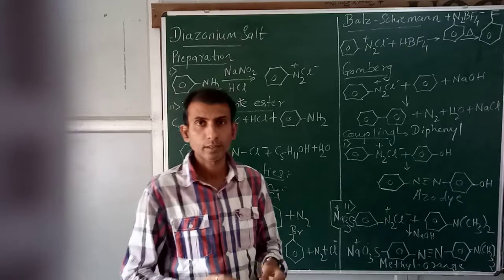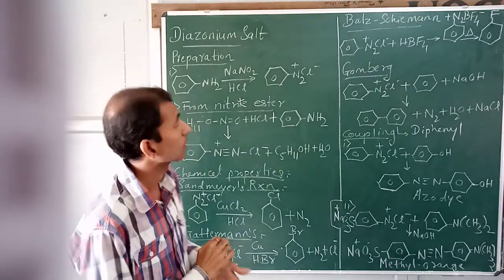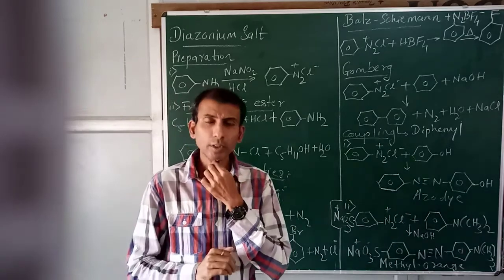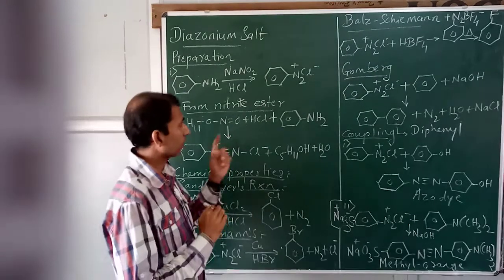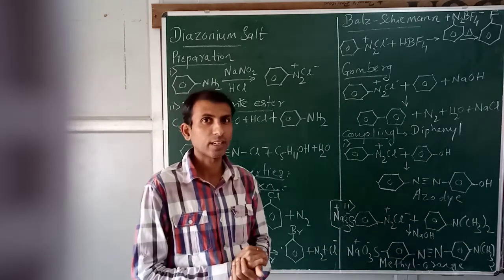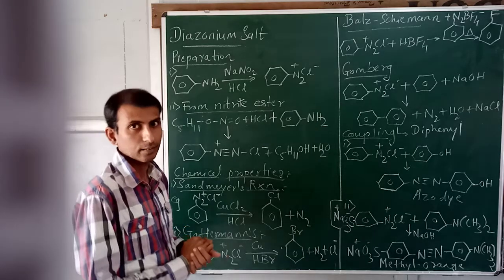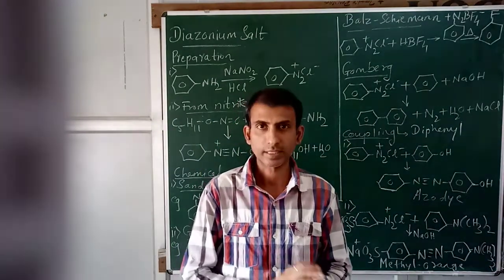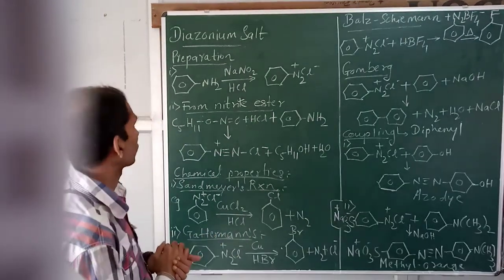So here today we have the last part of the chapter, compounds containing nitrogen. Last lecture we covered one very important compound of nitrogen, that is aniline. In the same way we have one more important compound of nitrogen, that is diazonium salt, DAS. So in my notes, wherever you find this short form, DAS will be diazonium salt.